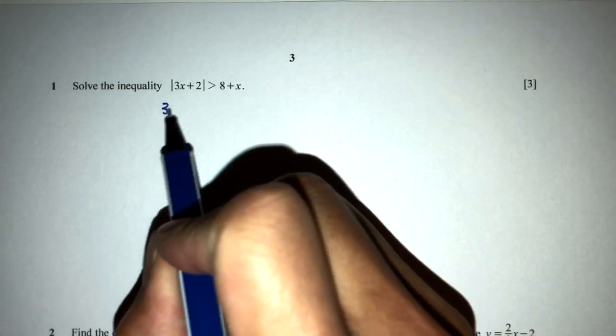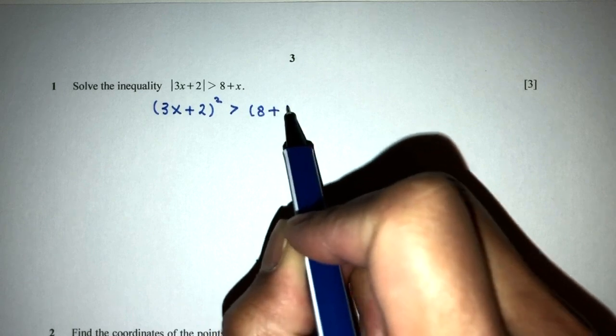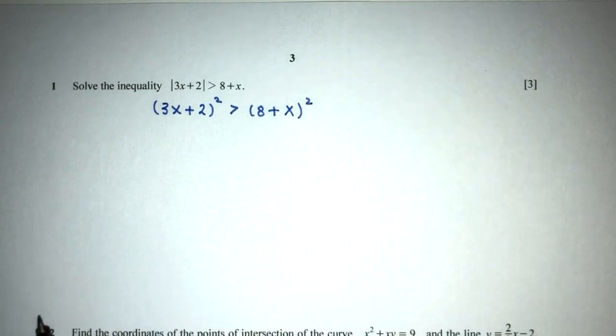So what we can do right now is we can just square both sides. Let's try that. You will have (3x plus 2) squared. So by squaring both sides, you eliminate the modulus. That's the first step. And then we just have to simplify one by one.